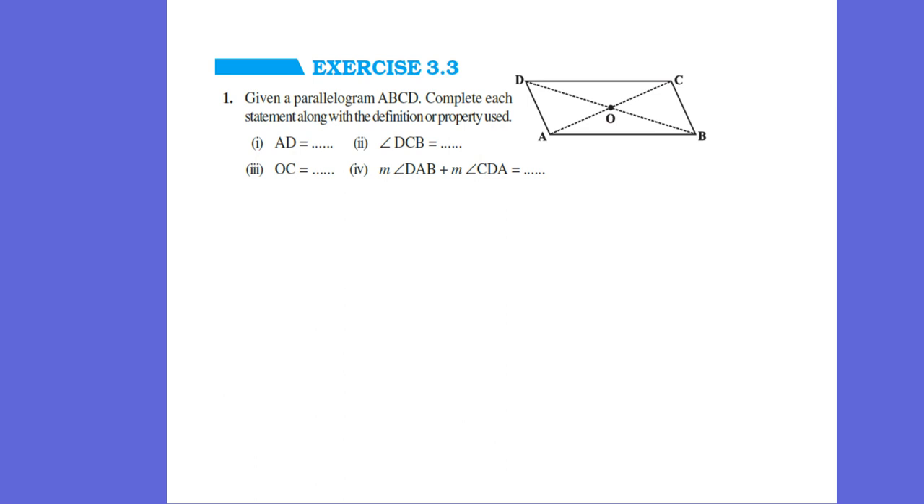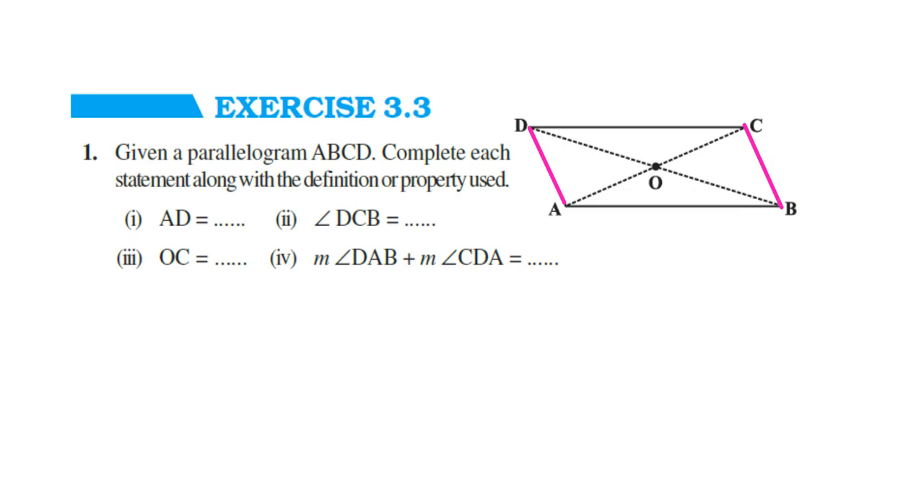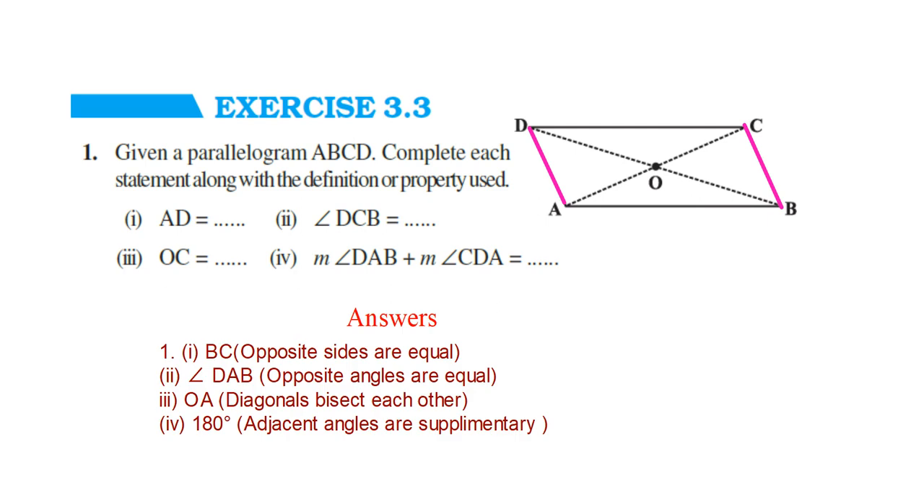Look at the first question. Given parallelogram ABCD, complete each statement along with the definition or property used. What is AD equal to? You can write AD is equal to BC, and the reason you can write opposite sides are equal. Similarly, remaining questions you do it. Here are your answers, verify yours.